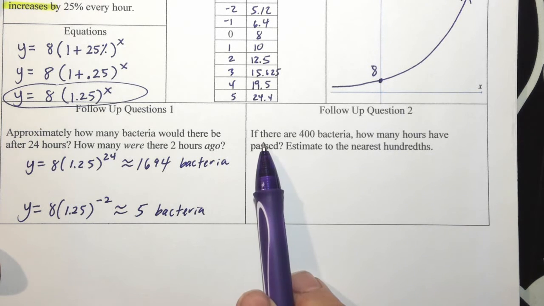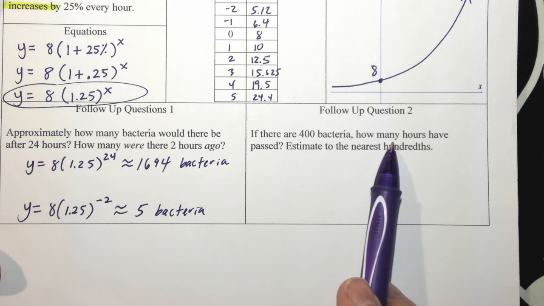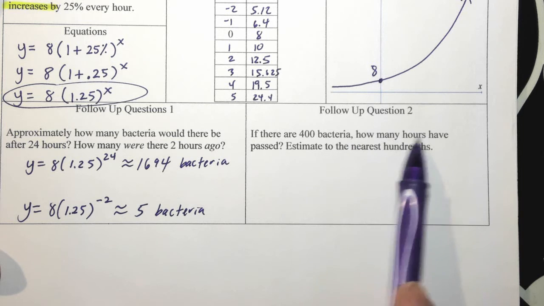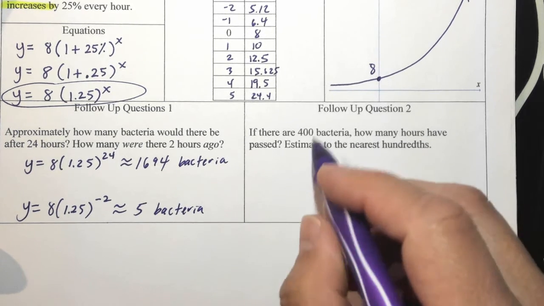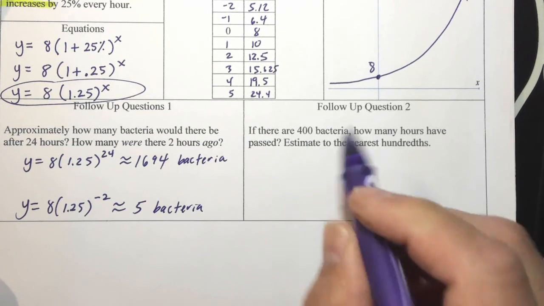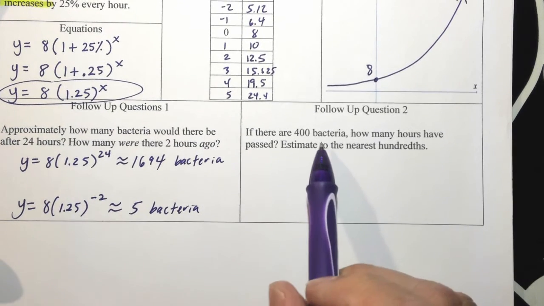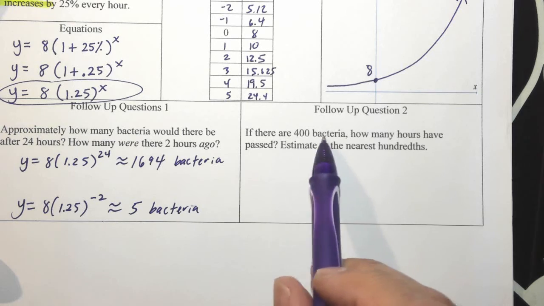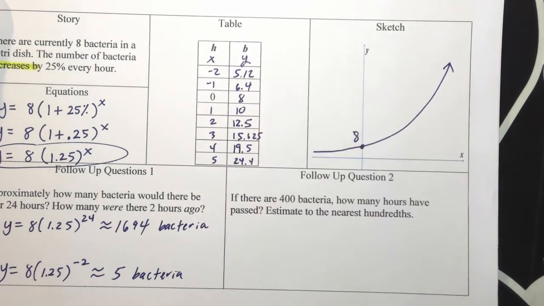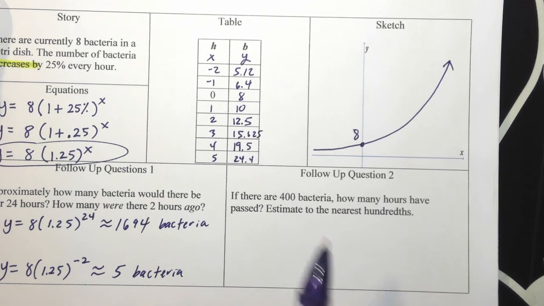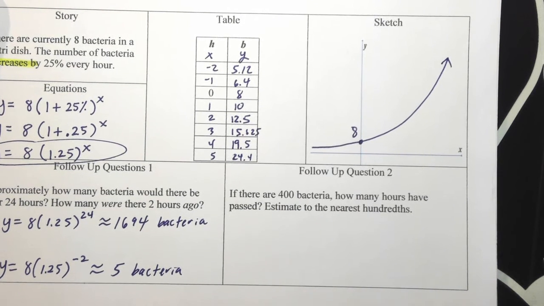Question number 2. If there are 400 bacteria, I don't know why my dog is barking, how many hours would have passed? Estimate to the nearest hundredths. I hope you have a calculator. That's all I gotta say. So this time, the number of bacteria is given to us. Remember, this is like X, this is like Y. So this time they're telling us the Y value is 400.